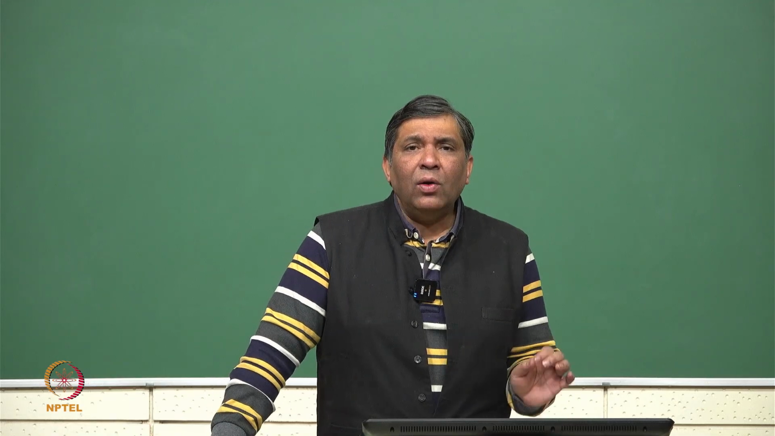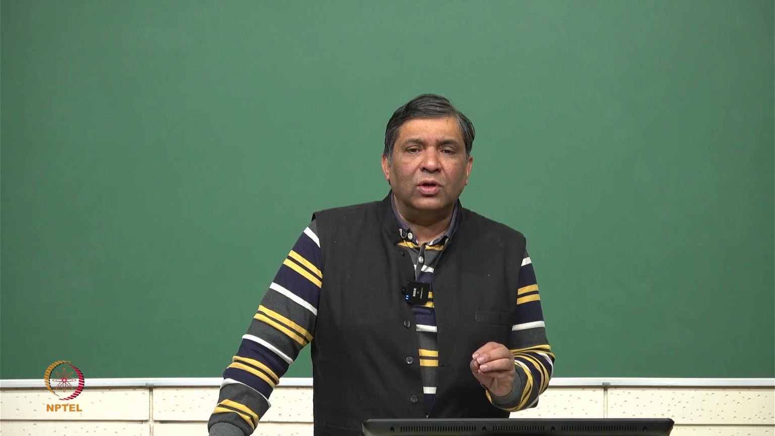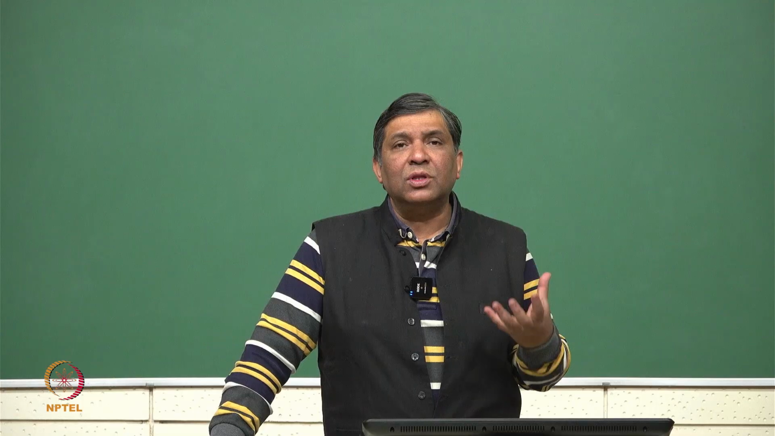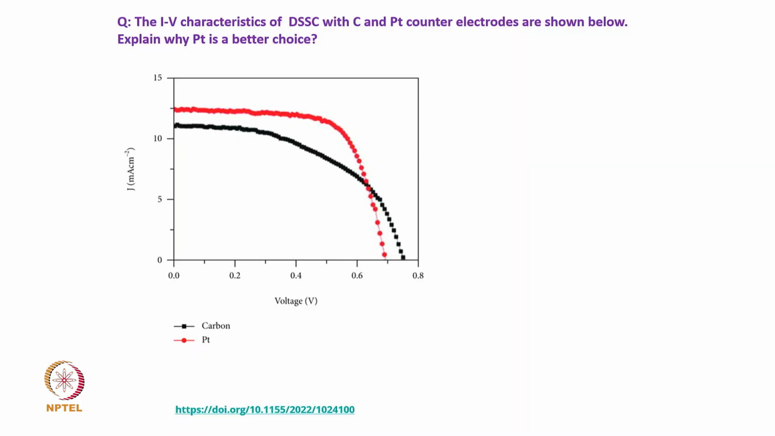Okay. So, now I come to a point where we have two different counter electrodes. The question is, the IV characteristic of a DSSC with carbon and platinum counter electrode are shown below. So, it looks like this is for platinum and this is for carbon. Visually, it looks like platinum as a counter electrode gives a better performance as compared to carbon.